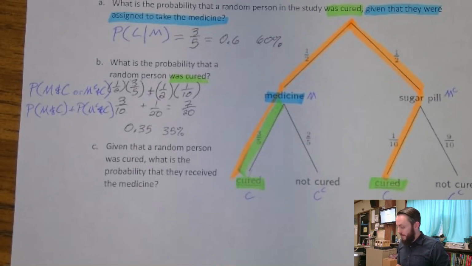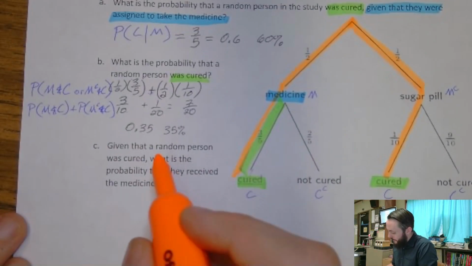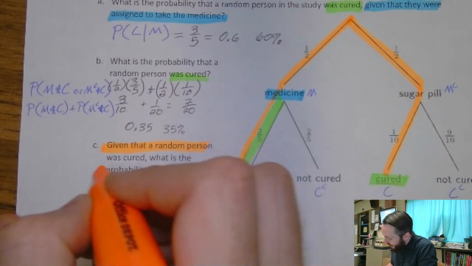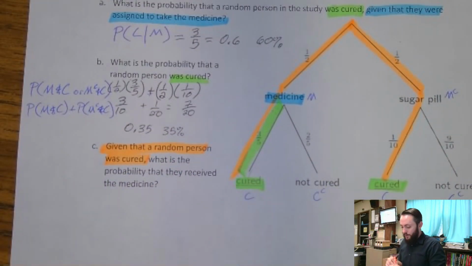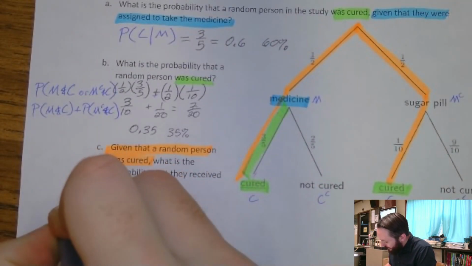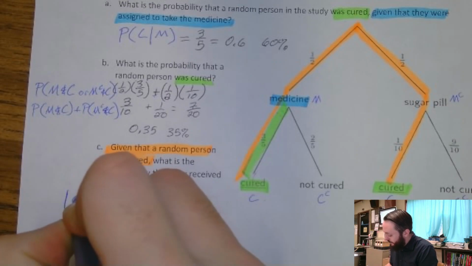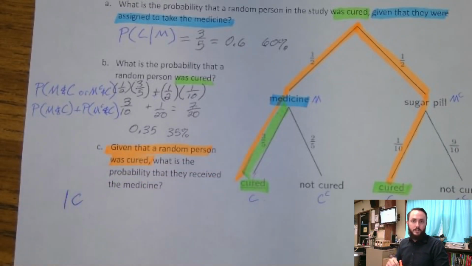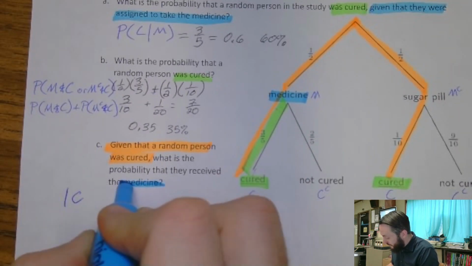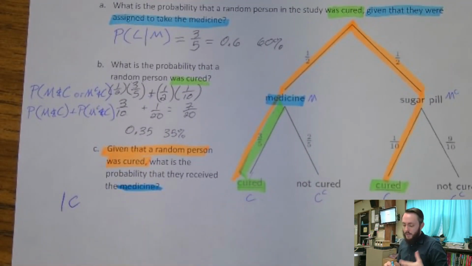Now the next one. We are given that a random person was cured. So probability notation wise, we are saying given that someone is cured. I'm just going to write it off to the side. What is the probability that they received the medicine? So that we are kind of there.